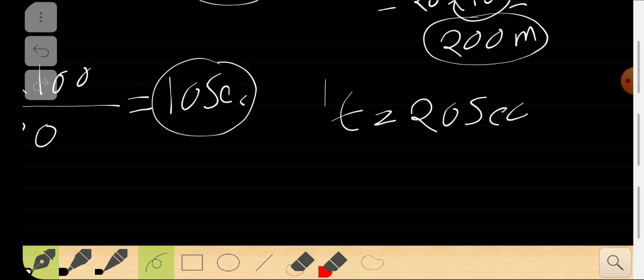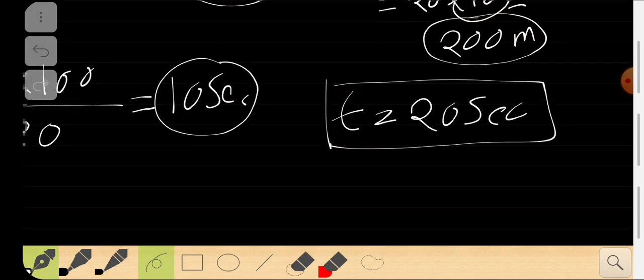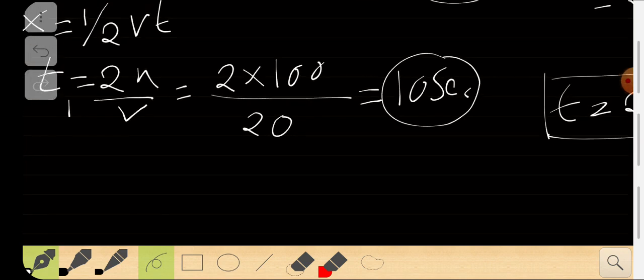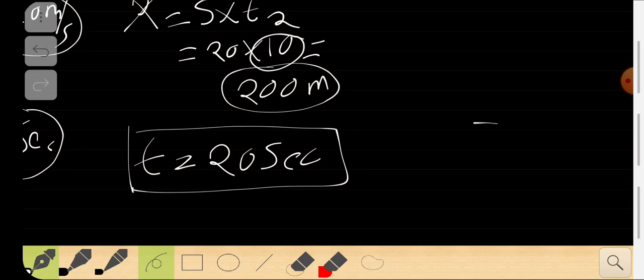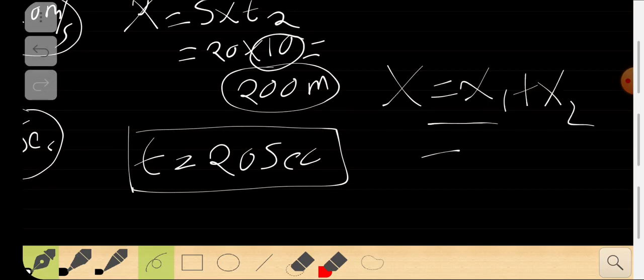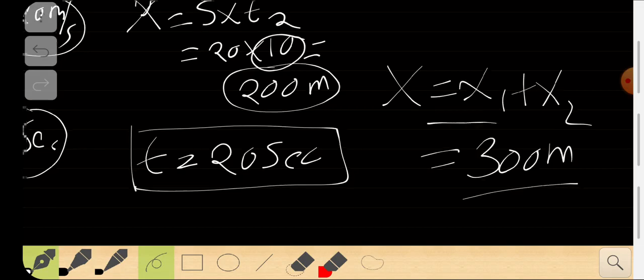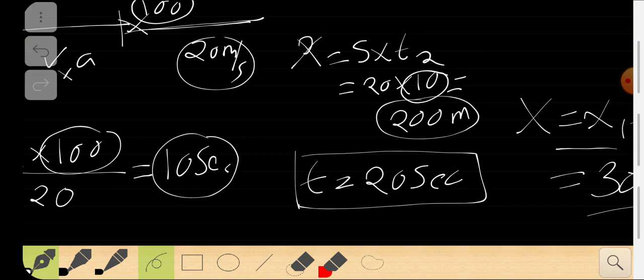Okay, we got that. It will be 20 seconds, and the total distance will be, first 100 meters and the second, we have found out, 200 meters. So total distance will be x1 plus x2, which is equal to 100 plus 200, that's 300 meters, right? Okay, let it stay there for a while.